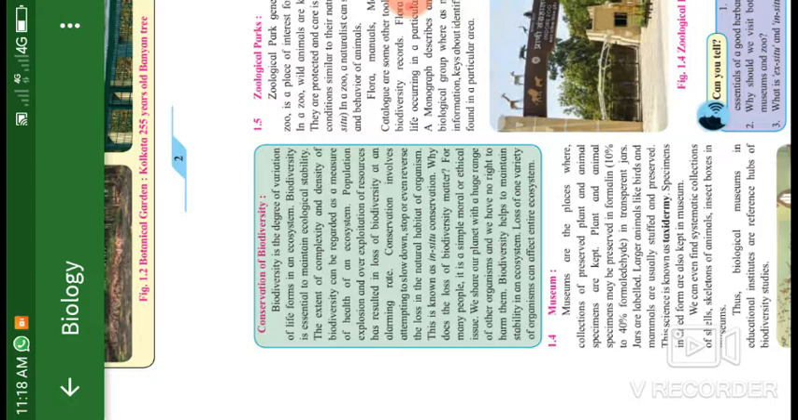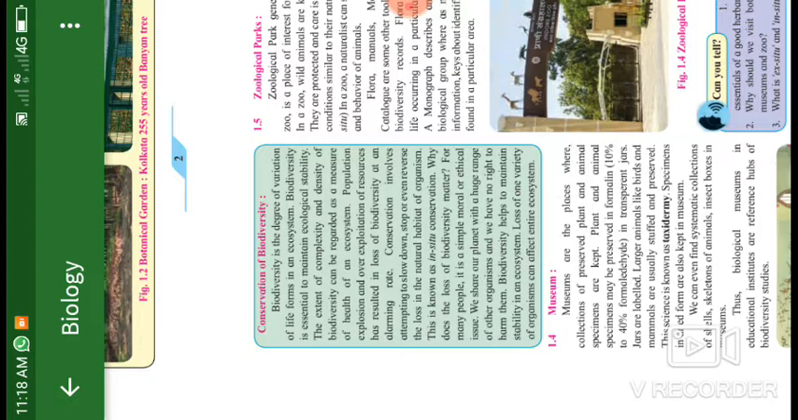Museums are the places where a collection of preserved plant and animal species is kept. Plants and animal species may be preserved in 10% formalin and 40% formaldehyde in transparent jars. Jars are labeled. Larger animals like birds and mammals are usually stuffed and preserved. This science is known as taxidermy.